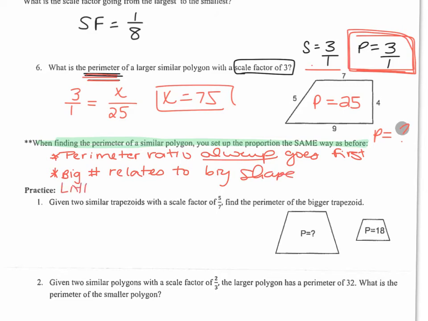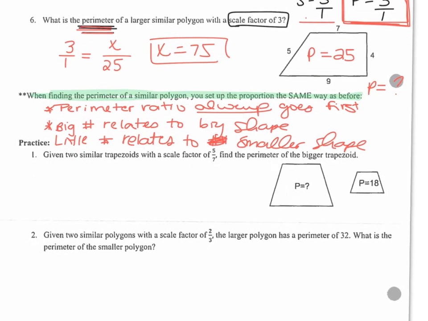Little number relates to little shape. Oh, instead of little, let's say smaller shape. So just like I explained before, I set this up the exact same way. Start with the perimeter ratio when I'm looking for perimeters. When I'm looking for sides, you do your scale factor, which can also be called a similarity ratio. Since I'm looking for the perimeter, the smaller number relates to the smaller shape, the bigger number relates to the bigger shape.